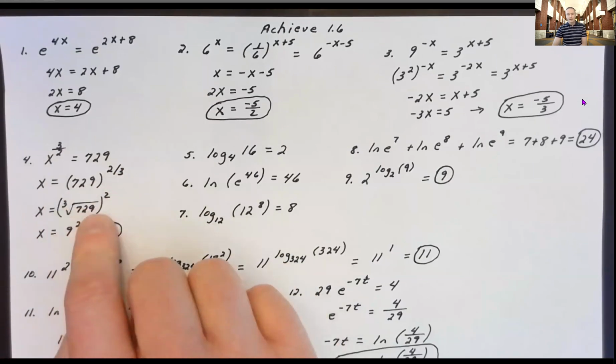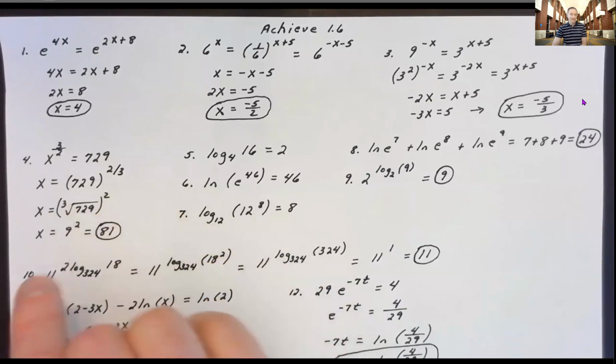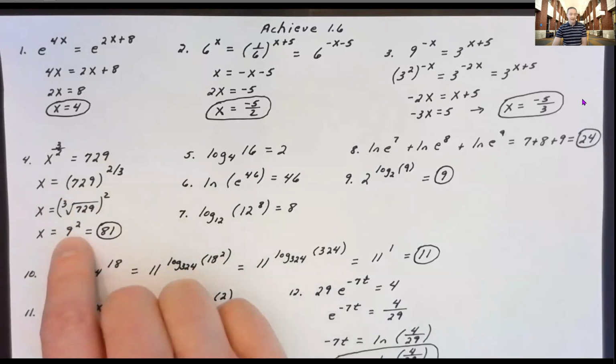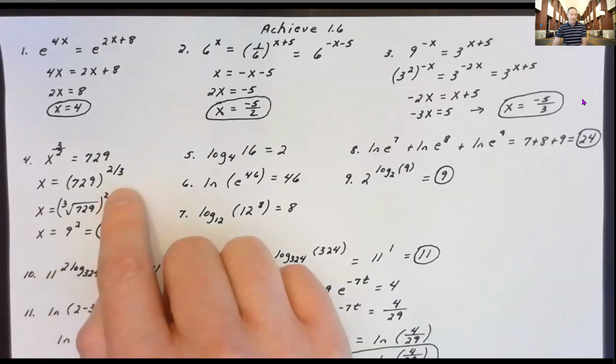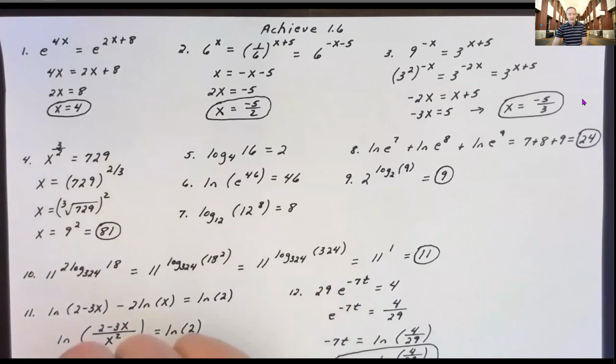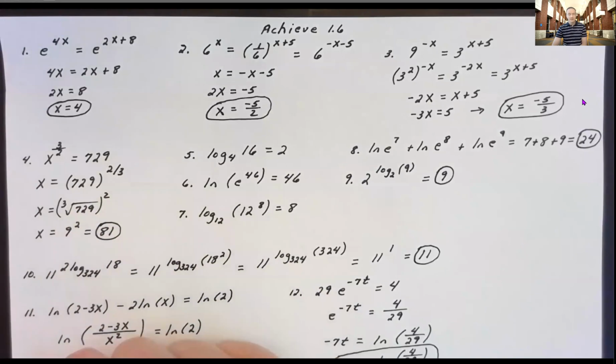Cube root of 729, I thought, well, 9 times 9 is 81. 81 times 9 is 729. So the cube root of 729 is 9, but then I need to square that answer. Well, 9 squared is 81. Glorious final answer there, the 81. Then the next several questions are pretty quick and easy.